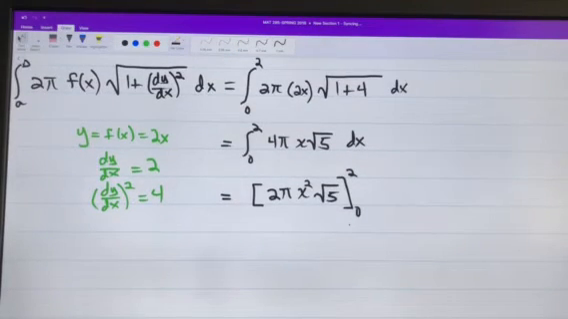And for the area of surface, I got 2 squared is 4 times 2 pi times the square root of 5. So we end up at 8 pi times the square root of 5.